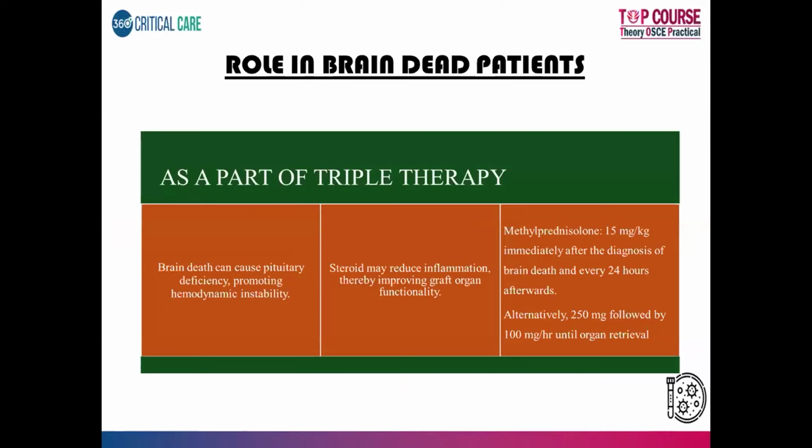Now, last one, in brain dead patients. Yes, we use steroids as a part of triple therapy. Brain death can cause pituitary deficiency, promoting hemodynamic instability. Steroids may reduce the inflammation, thereby improving the graft organ functionality. Most commonly used is methylprednisolone 15 mg per kg immediately after the diagnosis of brain death, and then every 24 hours afterwards. Alternatively, you can also give methylprednisolone as a 250 mg bolus followed by 100 mg per hour infusion until organ retrieval.